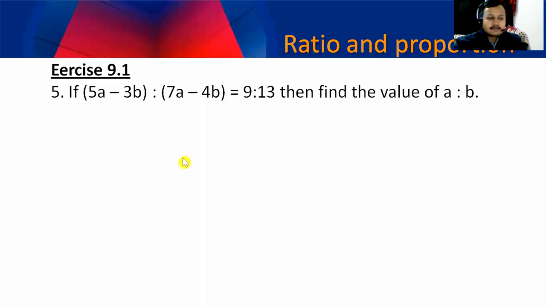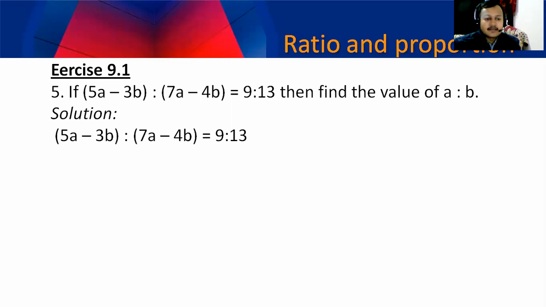Look at this one. It is just opposite to the previous one. In the previous question, A is to B was given and we were asked to find its value. Now this value is given and we are asked to find the value of A is to B. So this is just the opposite process. 5A minus 3B is to 7A minus 4B is equal to 9 is to 13. It is given to us. Let's write it as a fraction: 5A minus 3B divided by 7A minus 4B is equal to 9 by 13. Now do cross multiplication: 13 with this one and 9 with this one. You multiply.